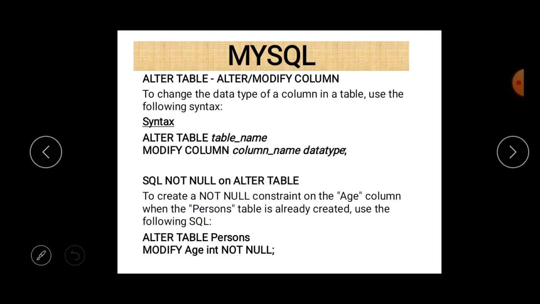Next is alter or modify column. If you want to modify the column structure, meaning if you want to change the size of a column, then for that purpose we write modify column. The syntax is alter table, then the table name, then modify column, and then the column name and data type. That is the structure of alter or modify column.